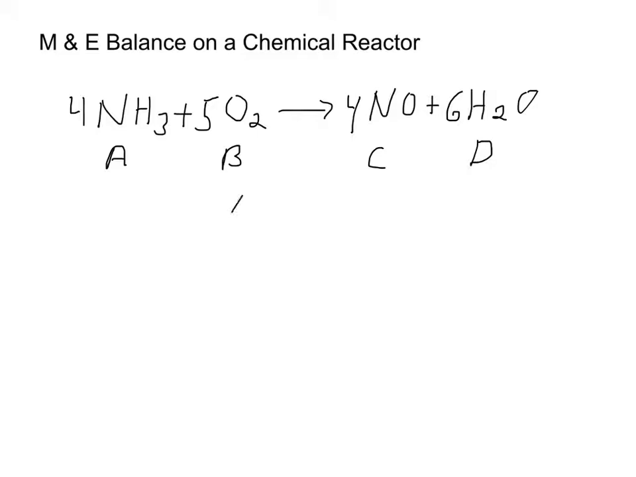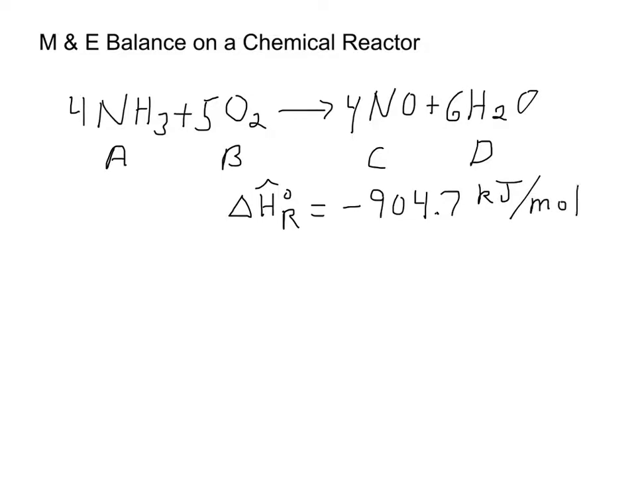Now the heat of reaction is given at standard conditions, 25 degrees C, that's what the little superscript 0 means. This is minus 904.7 kilojoules per mole. So this many kilojoules per mole of 4 moles of ammonia, or 5 moles of oxygen reacting, or 4 moles of nitric oxide and 6 moles of water being produced.